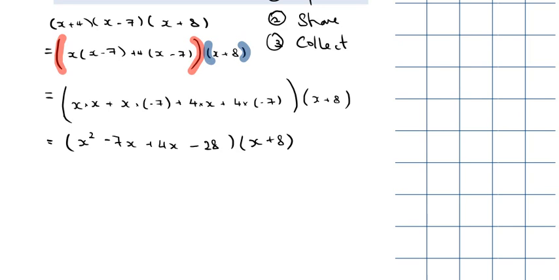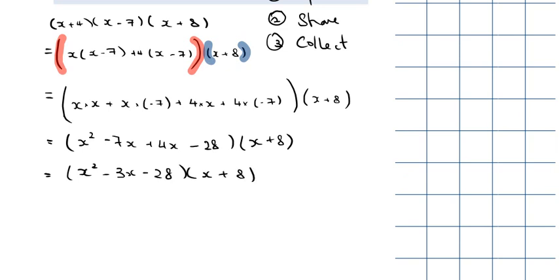So now I want to do my final bit, which is to collect the terms. I've got x squared, I've got minus 7x and then plus 4x, so that gives me minus 3x, and minus 28. I've got (x + 8).